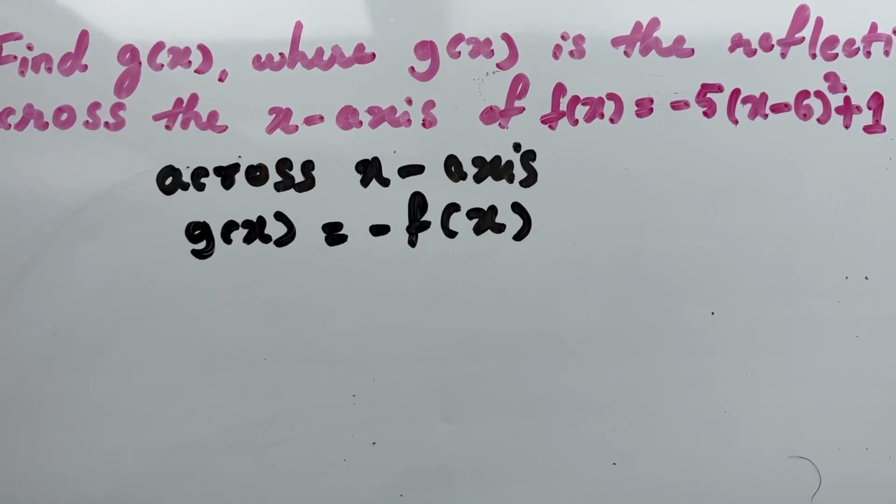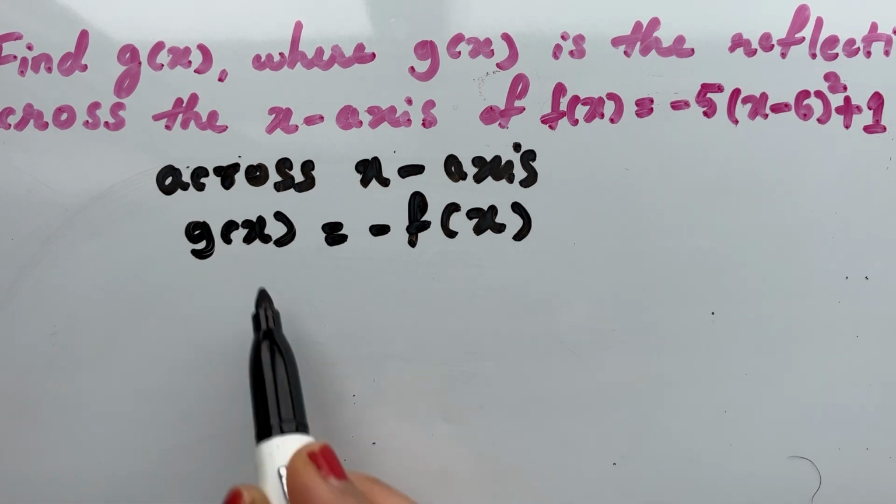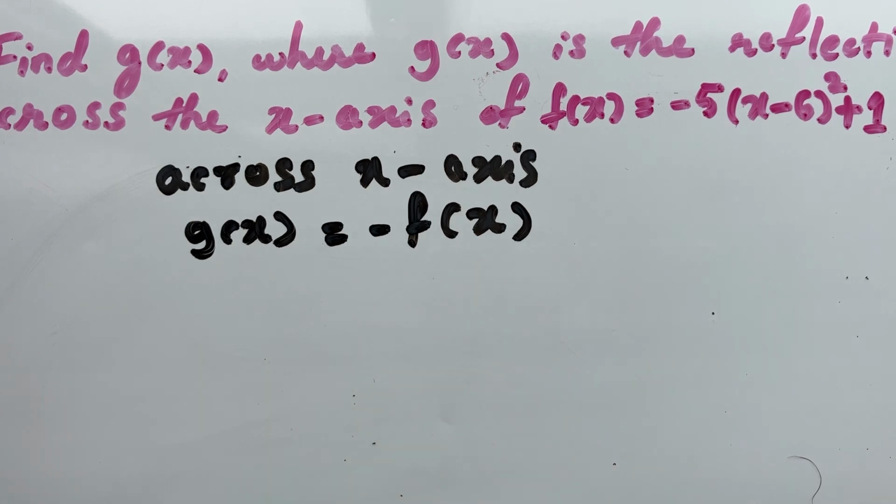Question number 2. Find g(x) where g(x) is the reflection across the x-axis of f(x) is equal to negative (5x minus 6) whole squared plus 1. Here again, the reflection is across the x-axis. So when it is across the x-axis, the reflection g(x) is negative f(x).